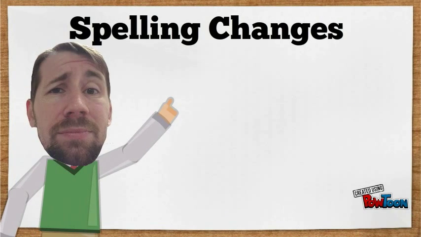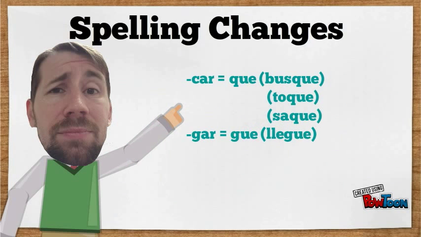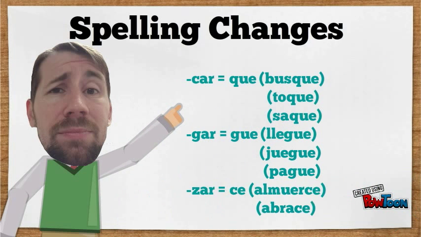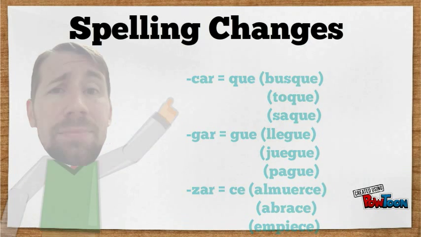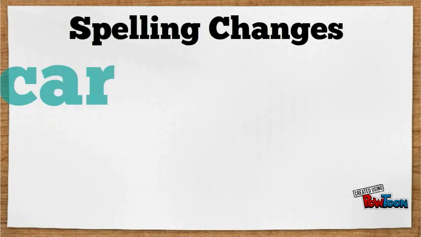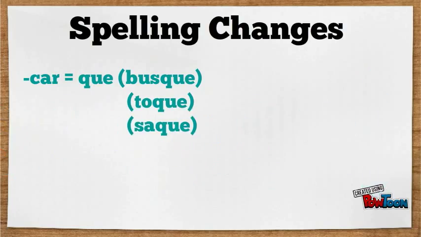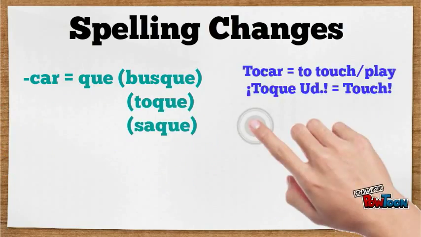It is important to note that sometimes you must do a spelling change when forming commands. If a verb ends in car, gar, or zar, a spelling change occurs to keep the original sound. Car verbs like tocar become toque usted in the usted command form. The car ending becomes que.